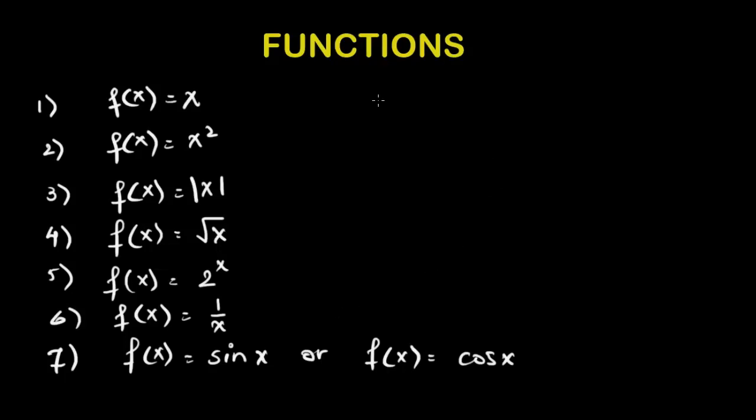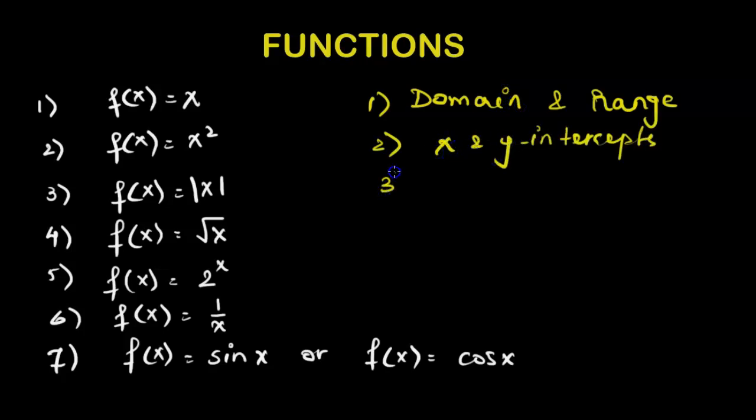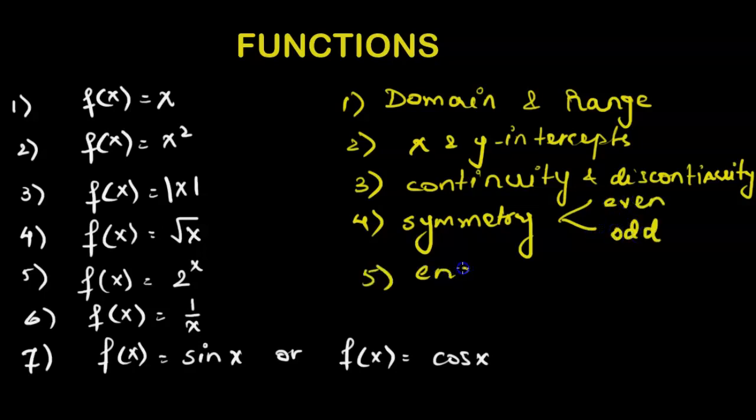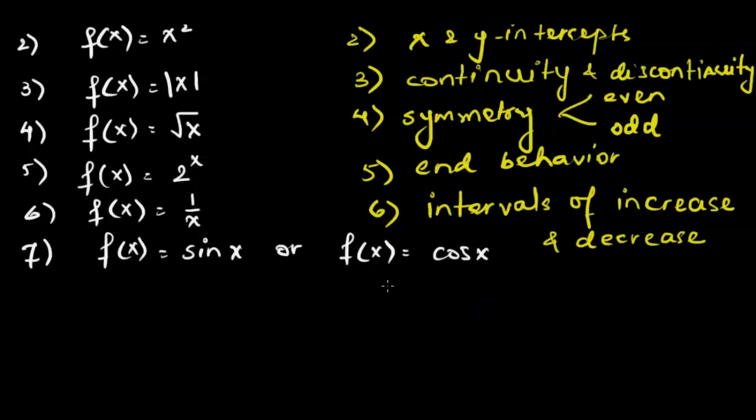Therefore, the characteristics that we would consider are, the first one is domain and range for each of these functions. Second is x and y intercepts. Next characteristic is continuity and discontinuity. Next is symmetry. Symmetry could be 2 types, one is even, one is odd. Next is end behavior. And last one is intervals of increase and decrease. We can also consider another characteristic here, that is positive and negative intervals.